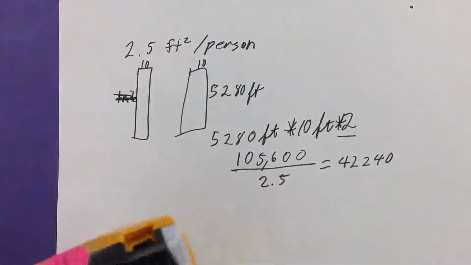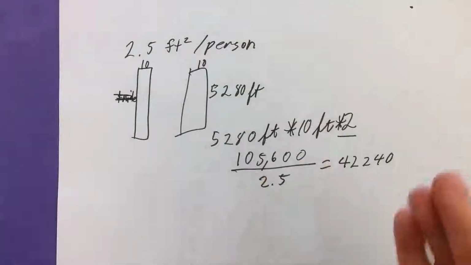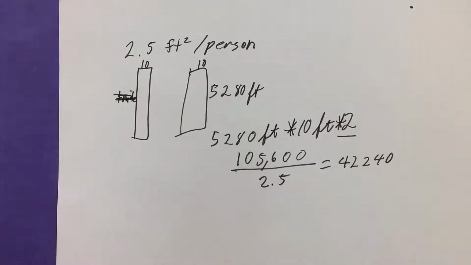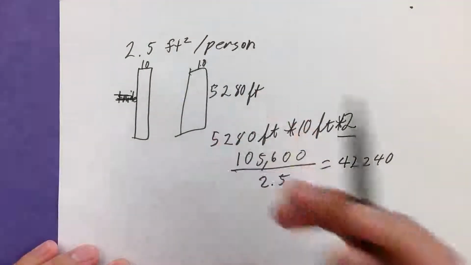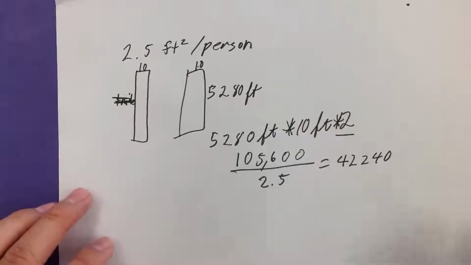42,240 people. So it depends on how many miles we're estimating and how deep the thing is. Because you can say 10, you can say 15, all that good fun stuff.